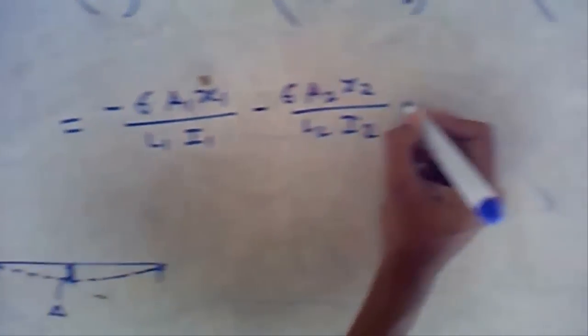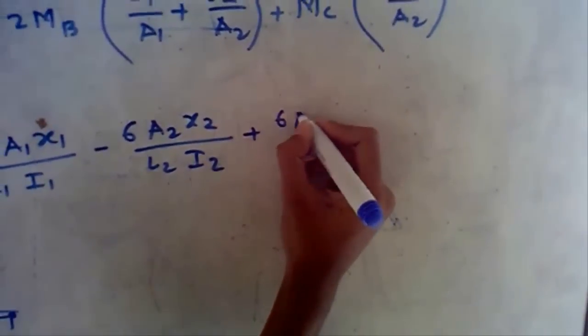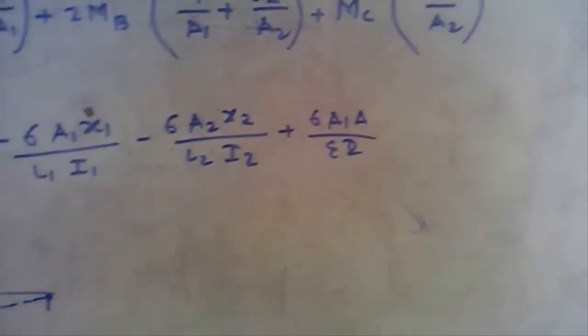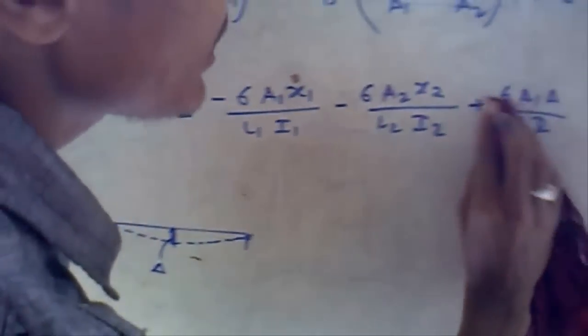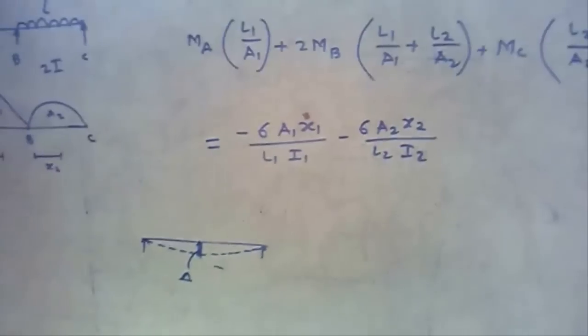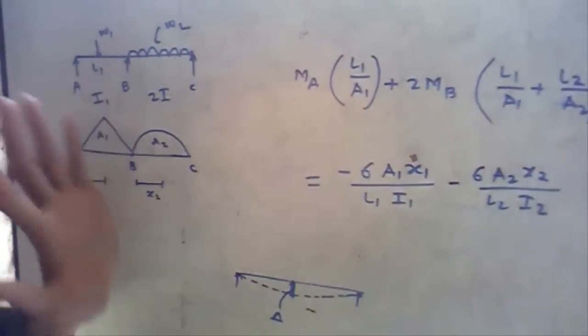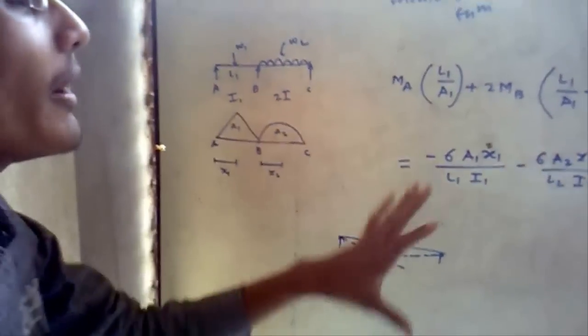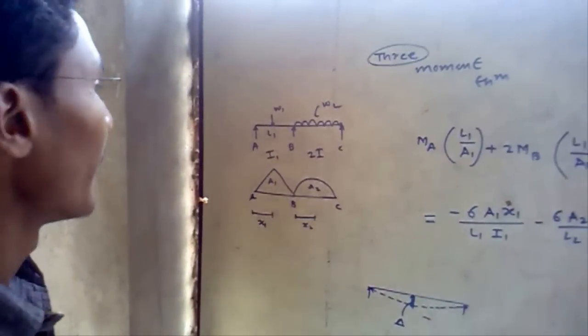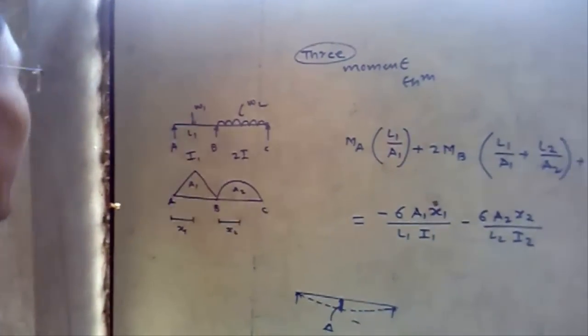During the sinks, there is a plus 6 A1 delta by EI getting added. So it is the three moment theorem applying for any bending moment diagram. Now we proceed to one numerical which is based on the three moment theorem.